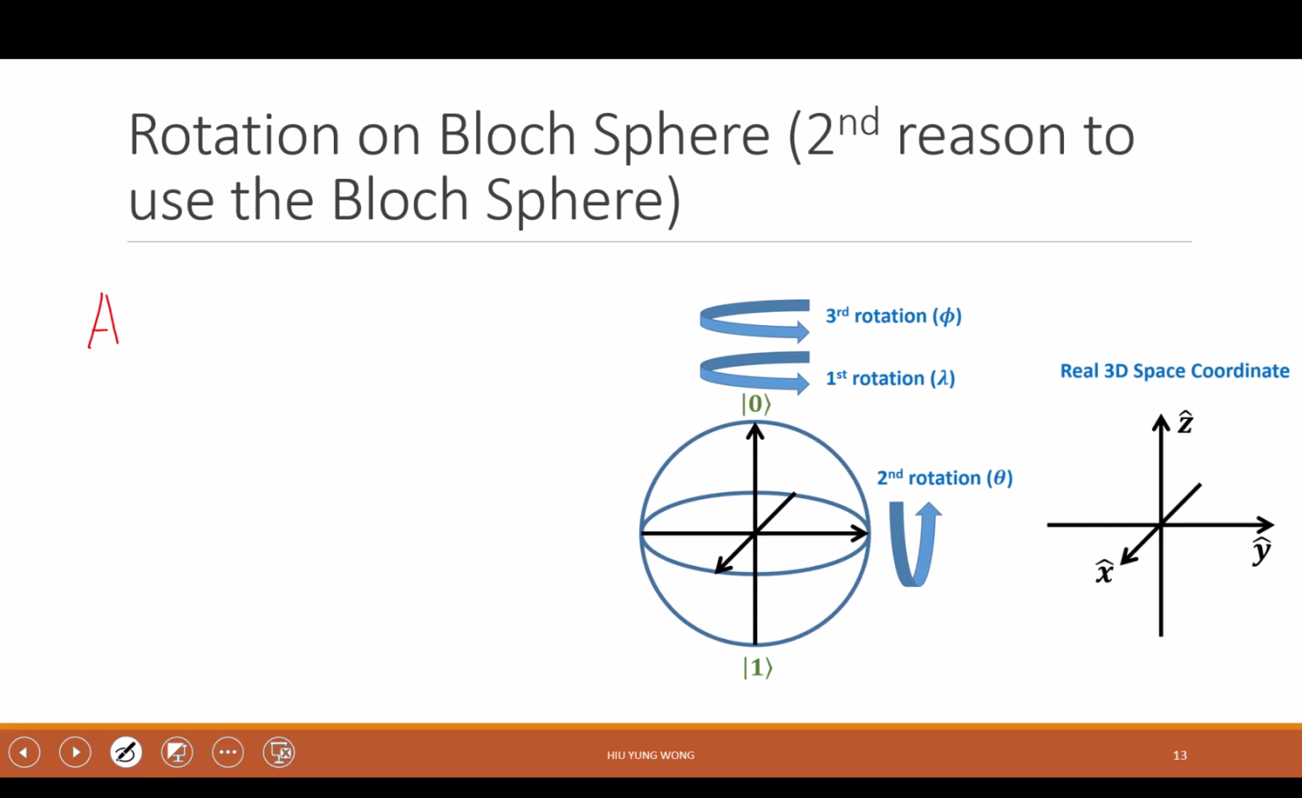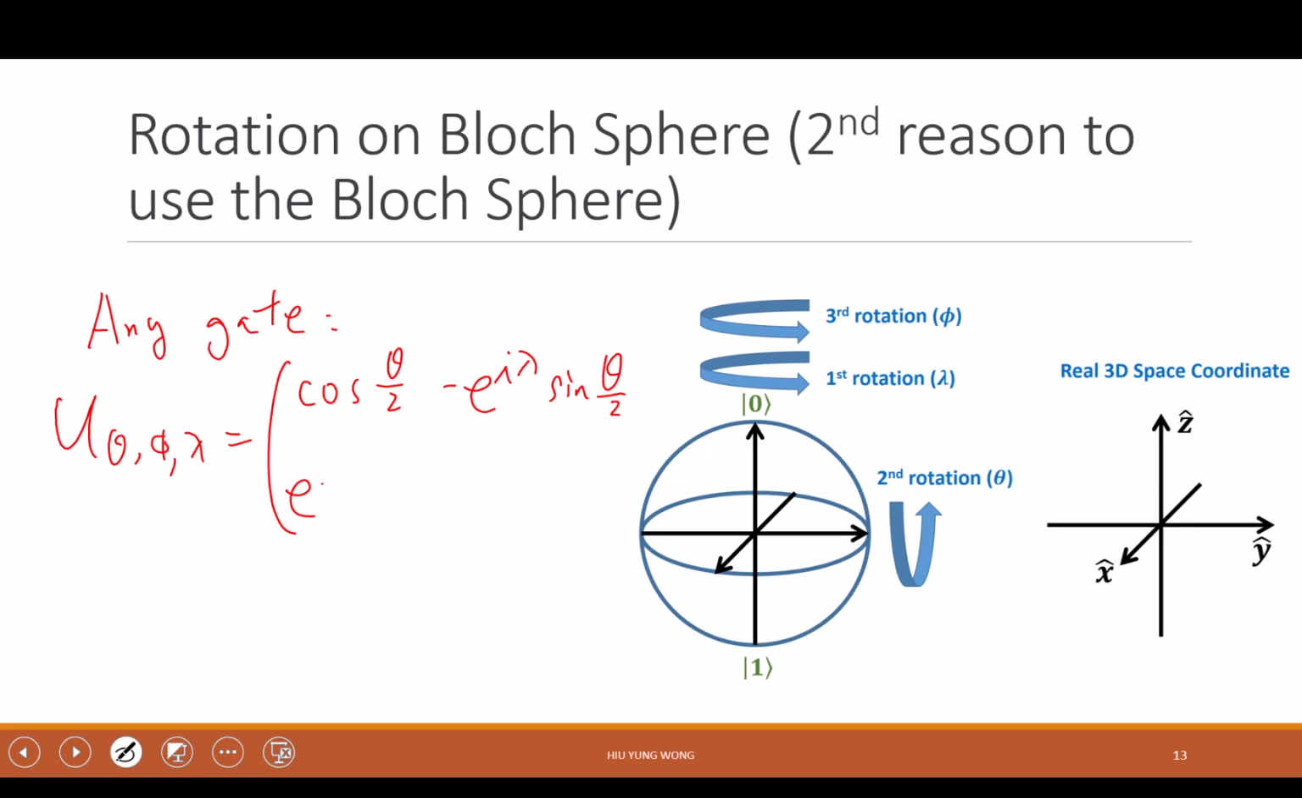Any quantum gate can be represented by this U, 3 parameters, theta, phi, lambda, equals cosine theta divided by 2, negative e to the power i lambda sine theta divided by 2, e to the power i phi sine theta divided by 2, e to the power i lambda plus phi cosine theta divided by 2. Very long and very messy. You can check my textbook. Just copy from there. Any gate I can describe as the rotation of 3 parameters.